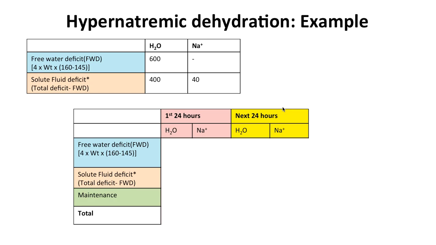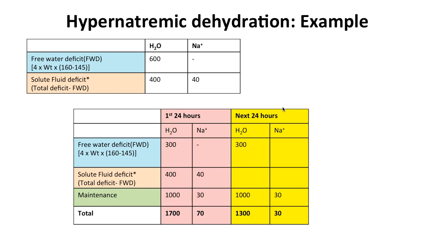Now, how will you give it? Because it is 160, you need to correct it over 48 hours. And think which fluid you want to give slowly. It is the free water deficit which is making hypernatremic dehydration unique. The solute fluid deficit will be replenished over 24 hours itself. Maintenance you already know how to calculate with the Holiday-Segar method. It is the free water deficit component which will be equally distributed over the 48 hours.